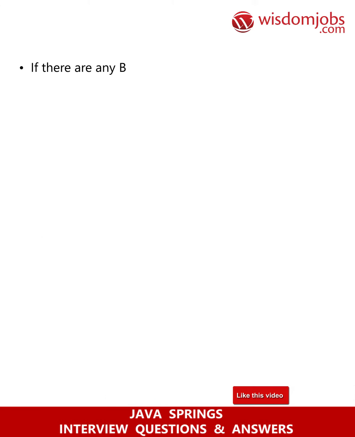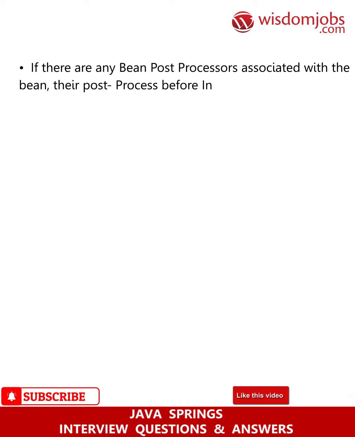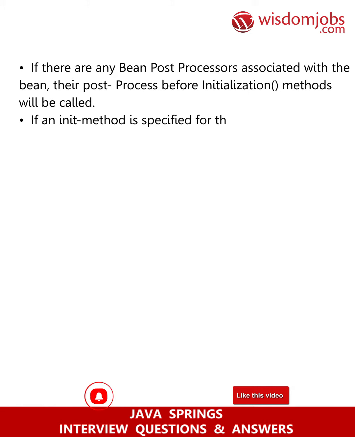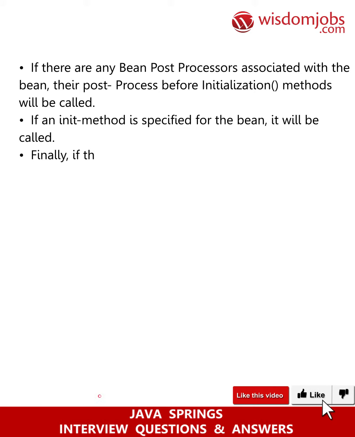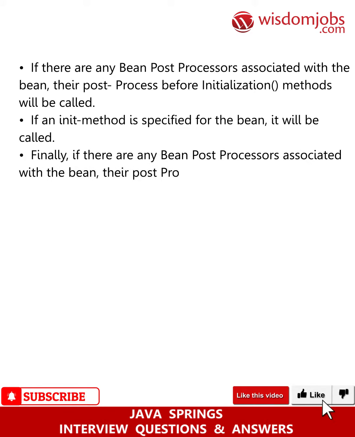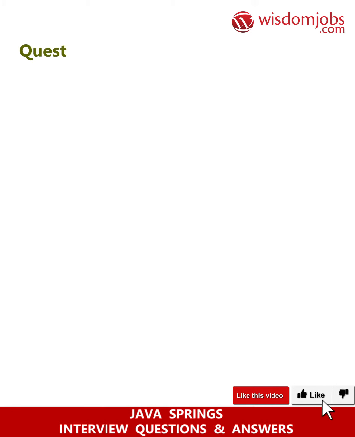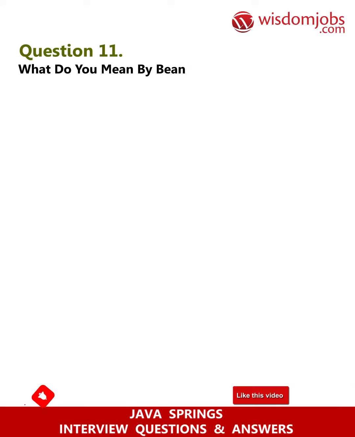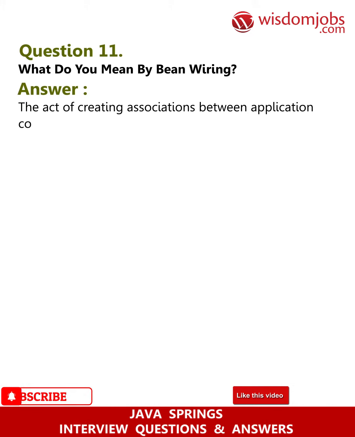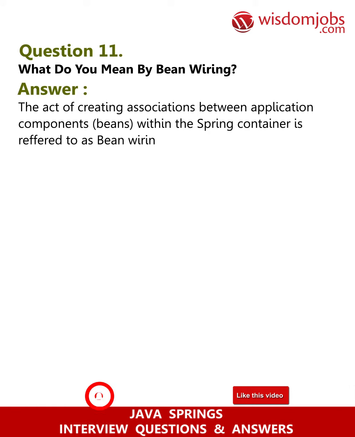If there are any bean post-processors associated with the bean, their postProcessBeforeInitialization methods will be called. If an init method is specified for the bean, it will be called. Finally, if there are any bean post-processors associated with the bean, their postProcessAfterInitialization methods will be called. Question 11. What do you mean by bean wiring? Answer. The act of creating associations between application components, beans, within the Spring container is referred to as bean wiring.